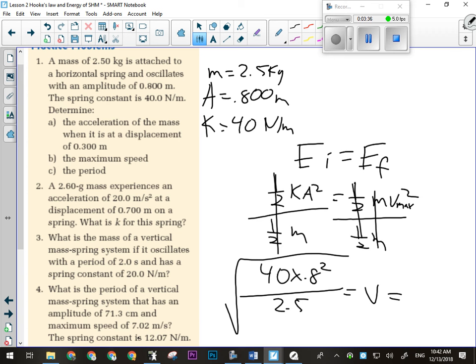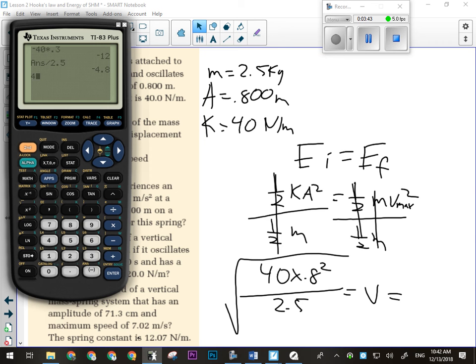Everybody okay with that? Again, the most common mistake here is forgetting to square things. So we got 40 times 0.8 squared, divided by 2.5. Then I'm going to square root that. All right, so the maximum speed of the object at equilibrium is 3.2 meters per second. Everybody all right with that one?